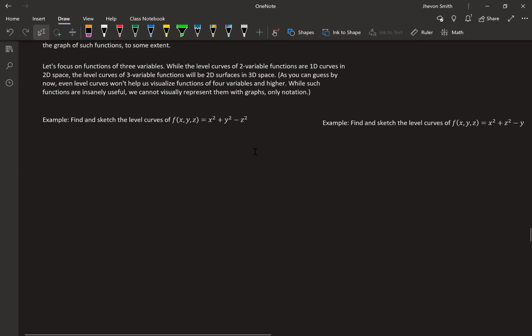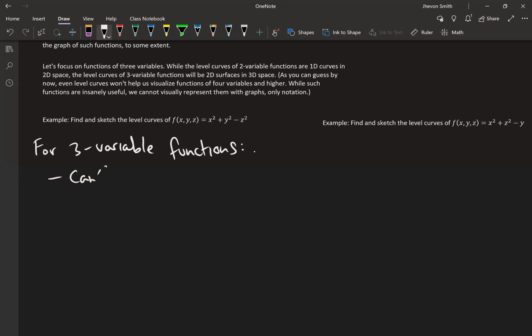Now, I want you to be aware, for 3 variable functions, here's one thing I want you to notice. Can't sketch them. Right? Because they live in 4D. Okay? So you would need a whole other variable. You would need something like w equals some function of x comma y comma z.